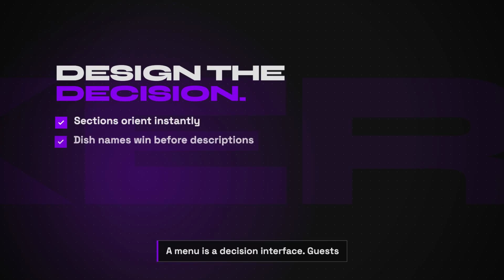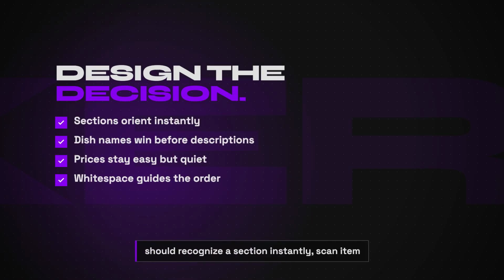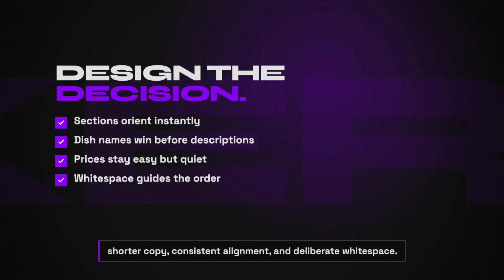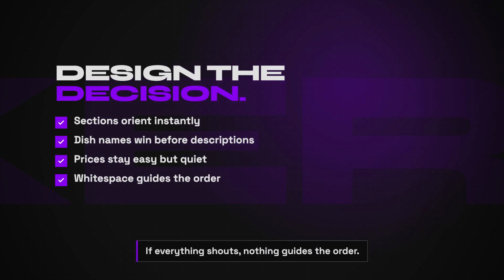A menu is a decision interface. Guests should recognize a section instantly, scan item names before descriptions, and find prices without letting prices dominate. Use fewer type styles, shorter copy, consistent alignment, and deliberate white space. If everything shouts, nothing guides the order.